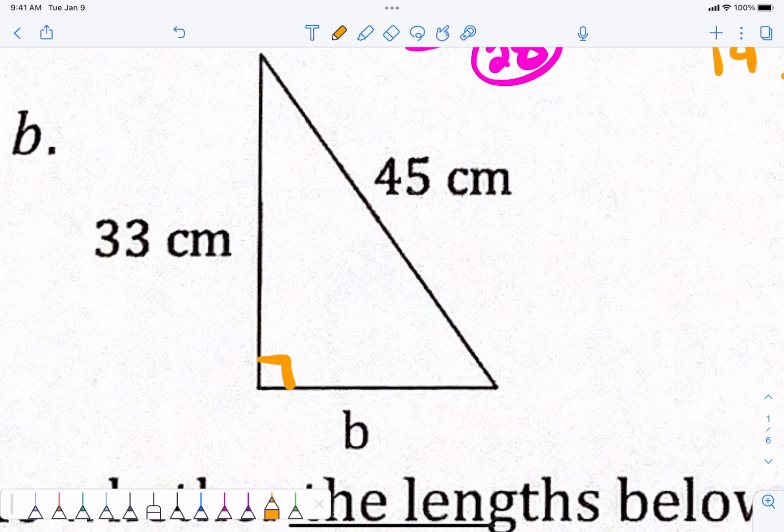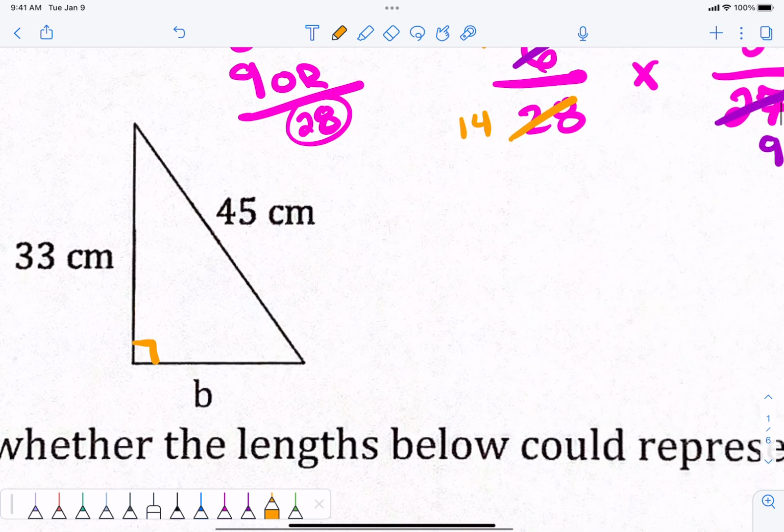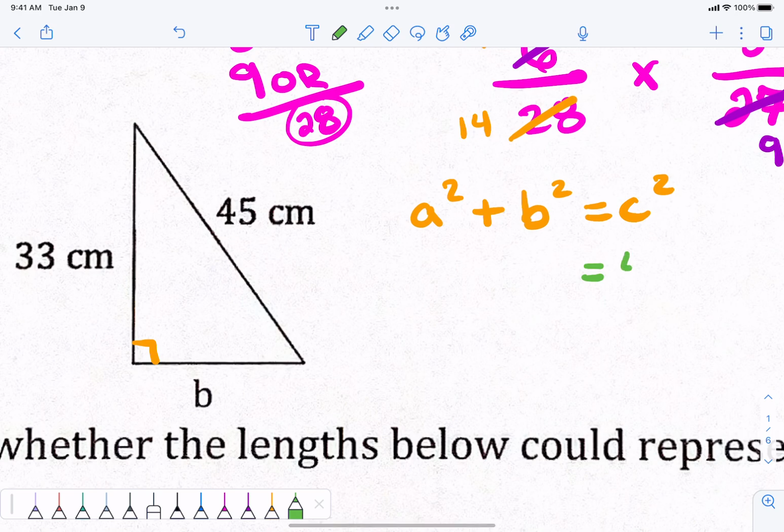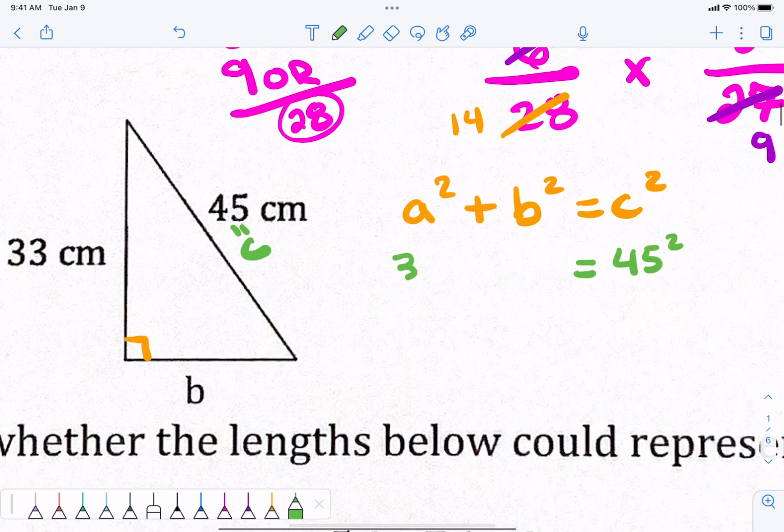The Pythagorean theorem for right triangles: A squared plus B squared equals C squared. Which side has to be side C? The long side, the hypotenuse. 45 is the hypotenuse. This has to be C. A is 33, and B is B.